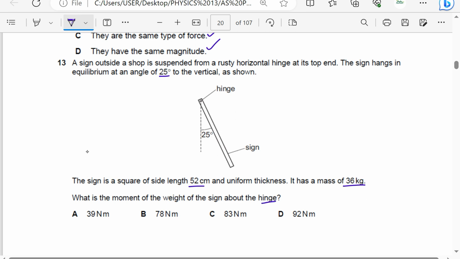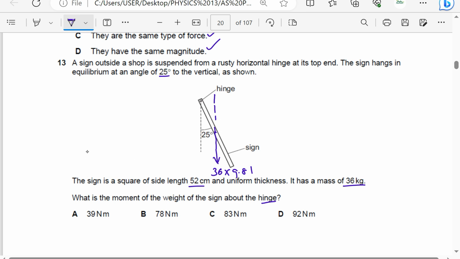We want the moment about the hinge here. So assuming this sign is uniform, let's say its weight is acting at the midpoint. And because it has a mass of 36 kilograms, its weight is going to be 36 times g, with g as 9.81 newtons per kilogram. So we want the moment of the weight of the sign about the hinge. I just need the length, because the sign is a square of side length 52 centimeters.